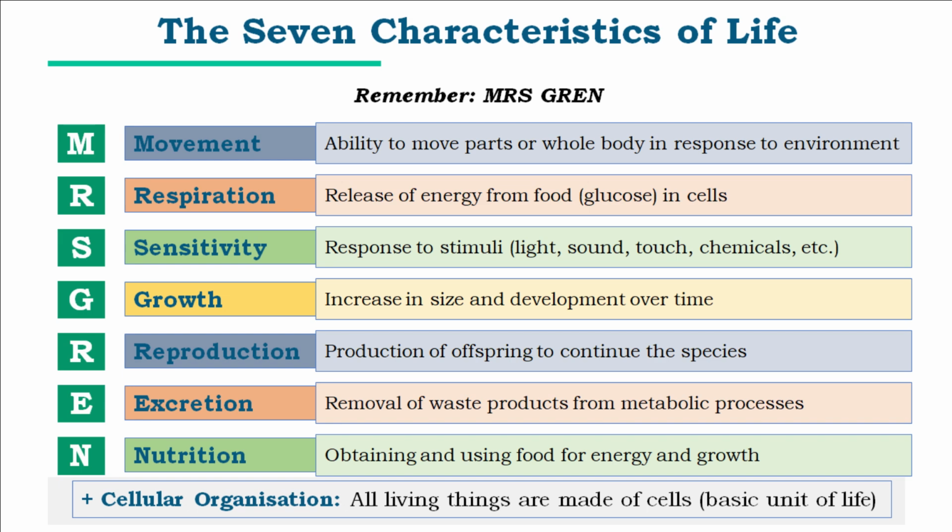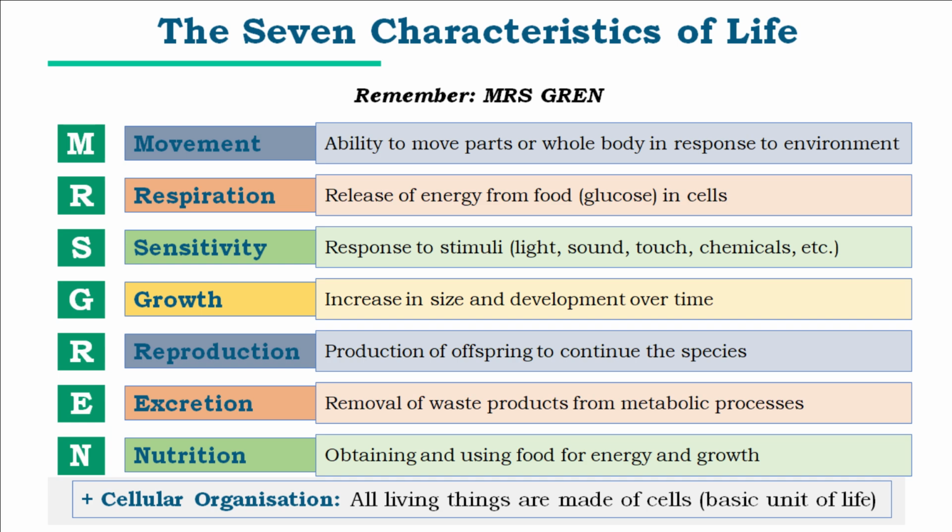The 7 characteristics of life. To remember the characteristics of living organisms, the framework uses MRSGREN. M, or movement, refers to the ability to move parts or the whole body in response to the environment. R, or respiration, involves the release of energy from food, such as glucose, inside cells. S, or sensitivity, means responding to stimuli like light, sound, touch, or chemicals.